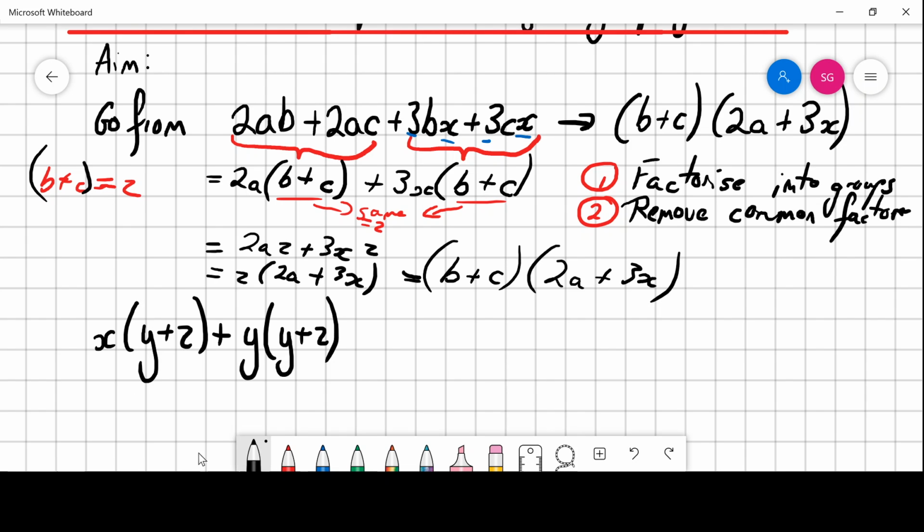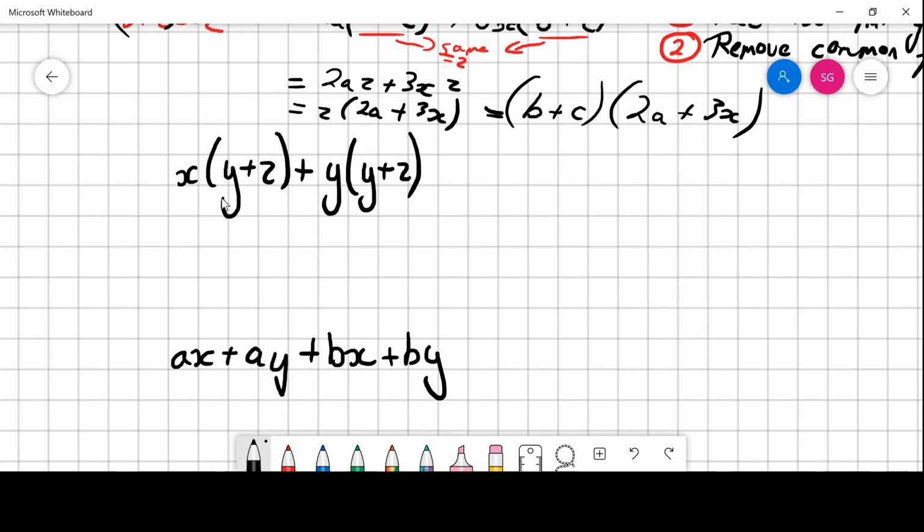So let's look at this expression. x by y plus z plus y by y plus z. Well, we can see, wait a second, these two values are the same, aren't they? So we can immediately go, okay, that equals y plus z by x plus y, okay? So because we've got the same common factors, we can just group off these two almost coefficients. Now, they're not coefficients because they're not numbers, but almost coefficients of these two values here, okay?